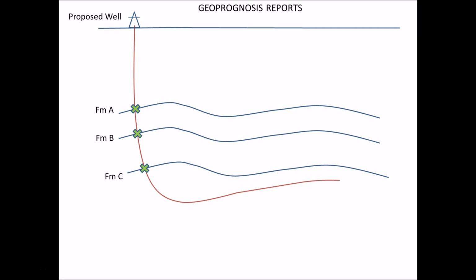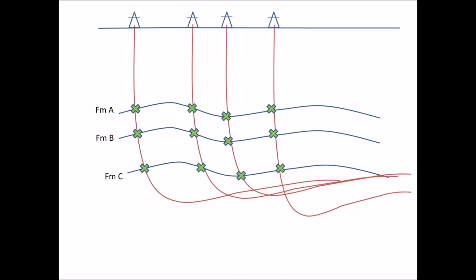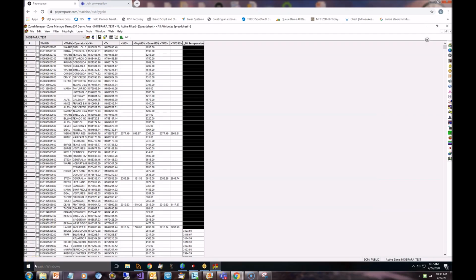Generating pseudotops this way also makes it possible to define zones for many more wells than would normally be possible. For Zone Manager to define the top and base measured depth for a zone in a well, the picks for the relevant formations must be present. It's now possible to generate these picks quickly for a very large number of wells without having to manually pick tops from well logs.